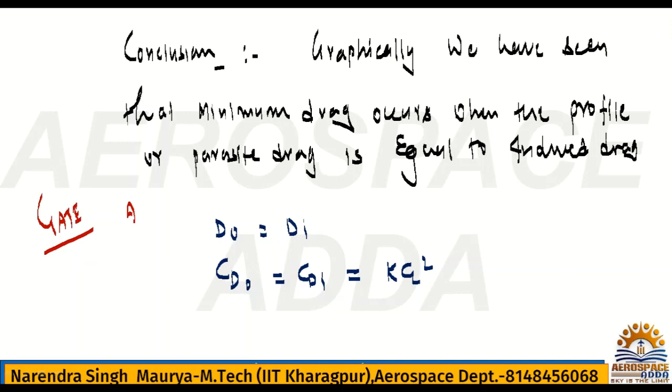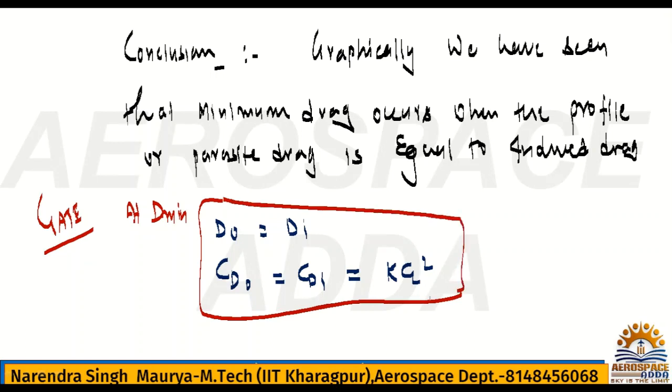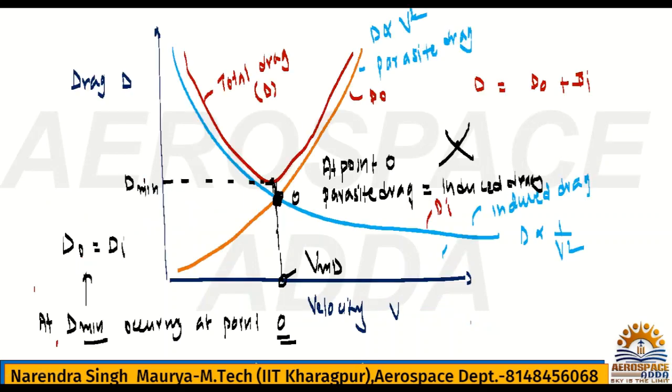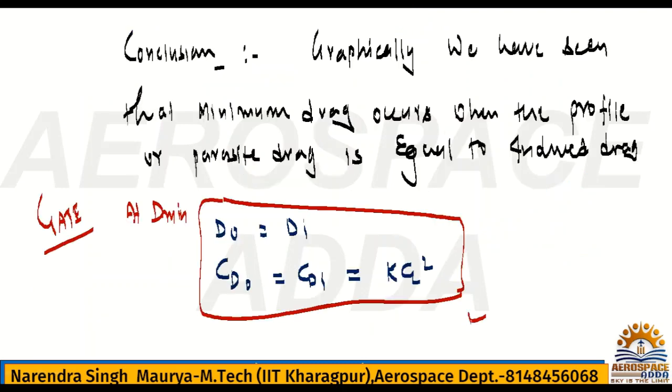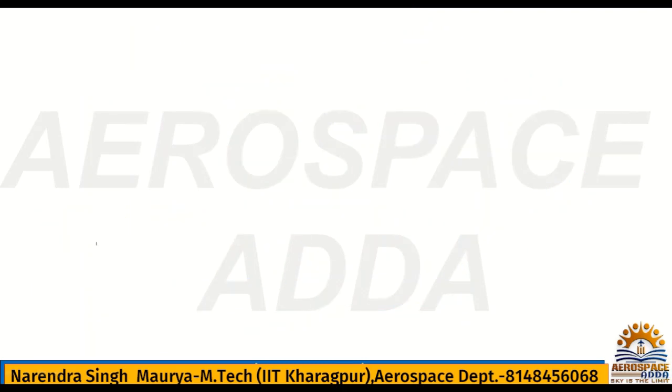So at D min, meaning at minimum drag, what is that condition? D_0 is equal to D_i, or C_D0 is equal to C_Di, which is equal to K C_L square. Graphically, we got this. This is the graph. Fine. Now we'll go by the analytical way.